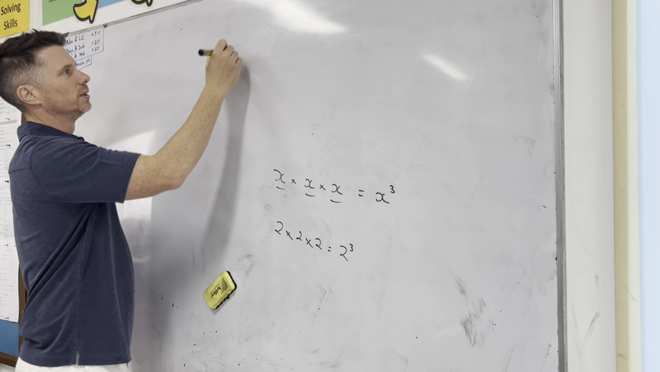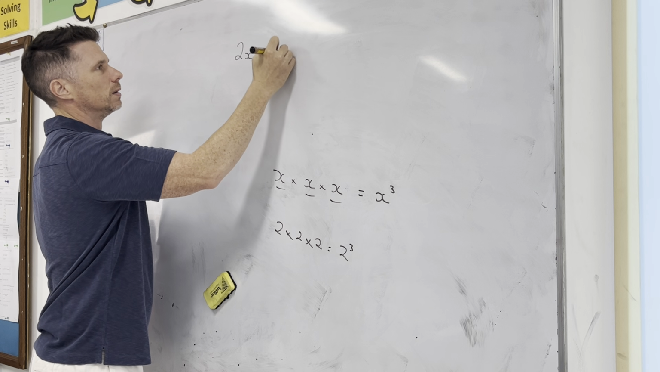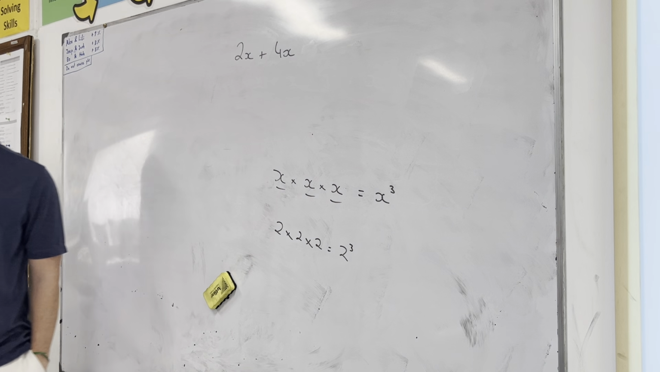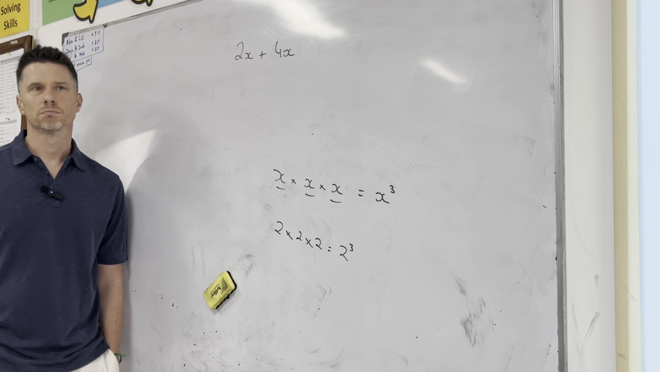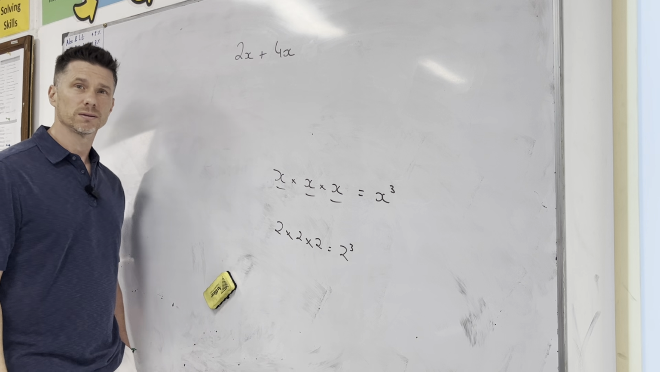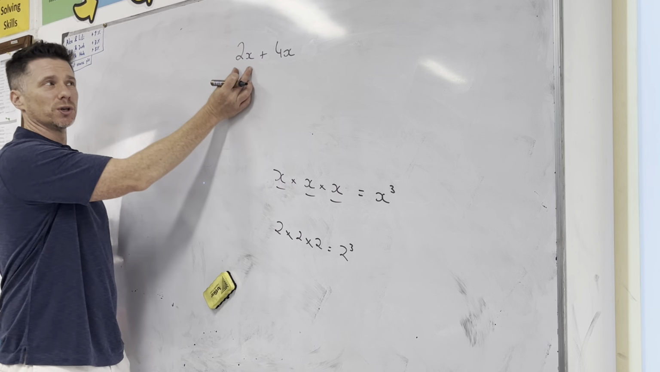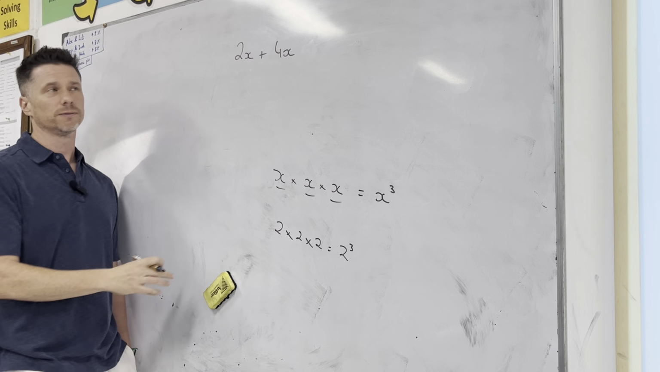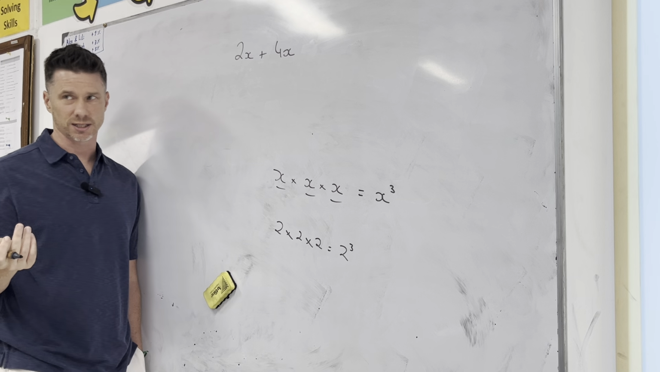How about... Oh, what's that? 6x? We're happy with that? Not 8x? No? So I have 2 of something, and I add 4. So you can think about these as apples again. If I have 2 apples and 4 apples, I definitely have 6 apples.